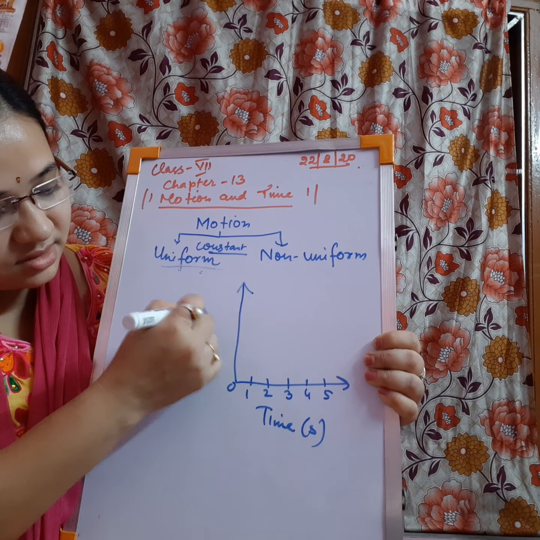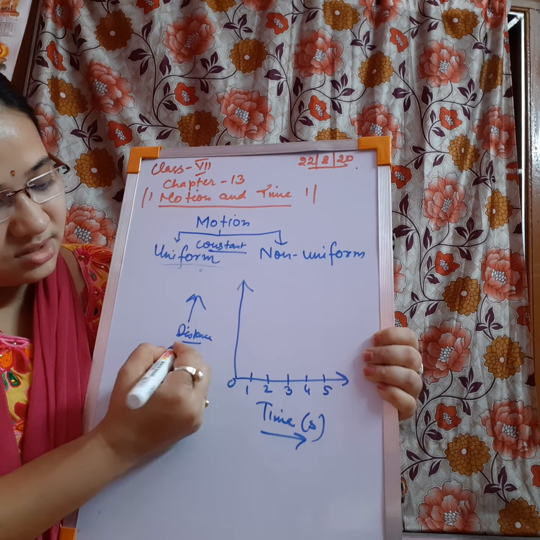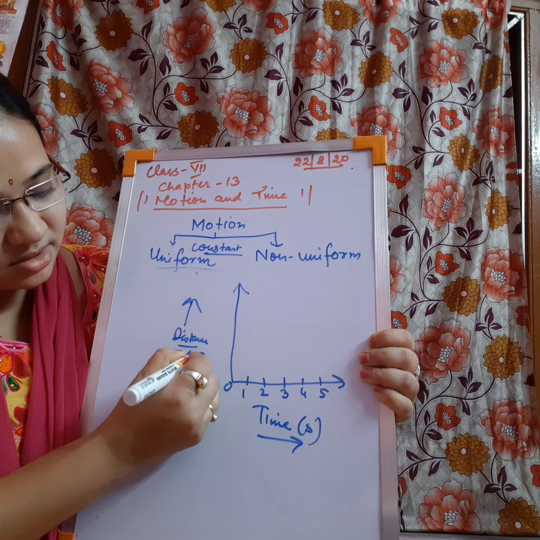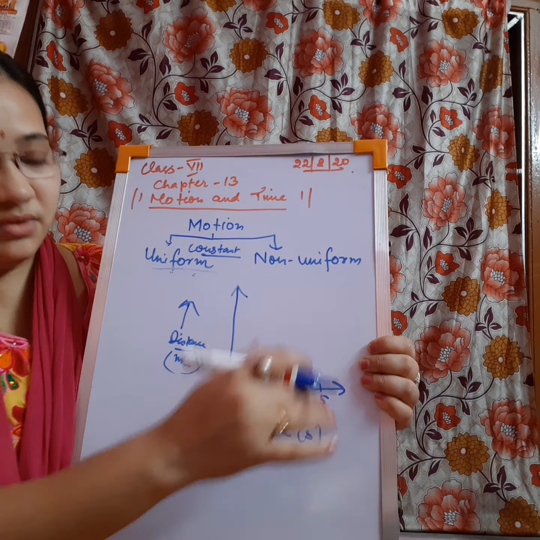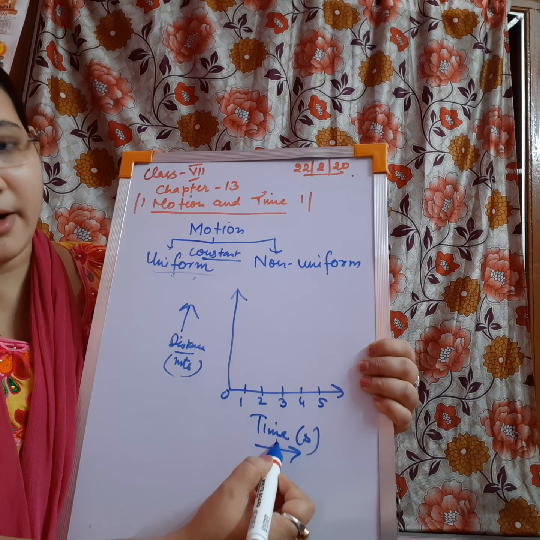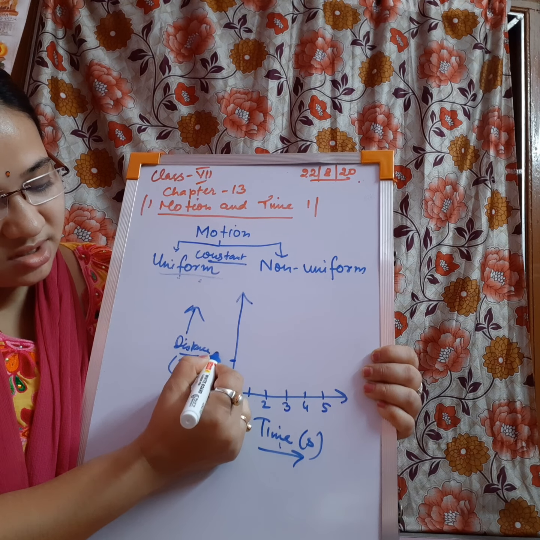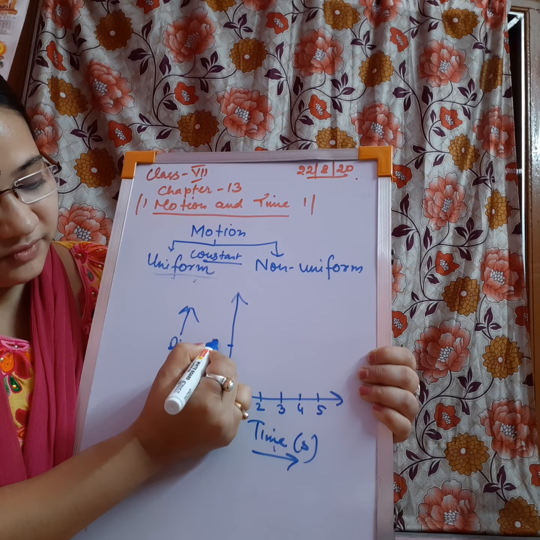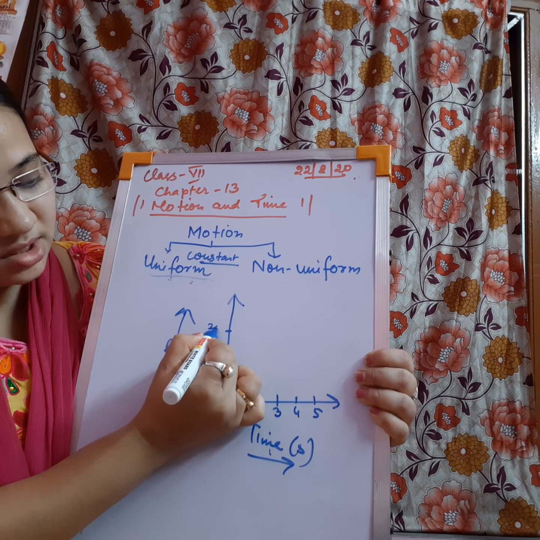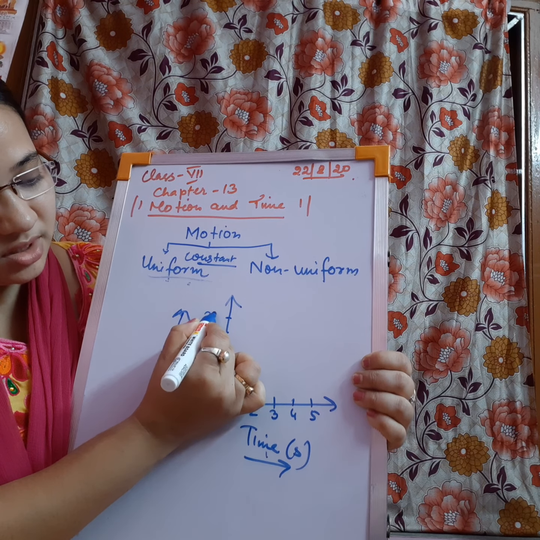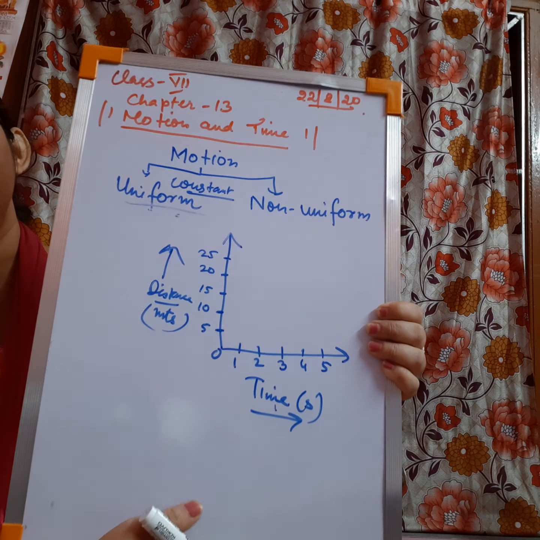This is the arrow. Distance is in terms of, suppose, meters. Okay, so we have the distance time graph. And suppose 5 meters, then the next 5 meters, that means 10, the next 15, then 20, then suppose the next 25. Okay, in this way we have plotted the graph.